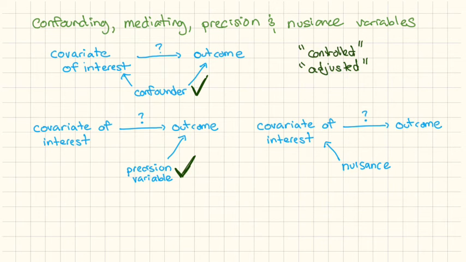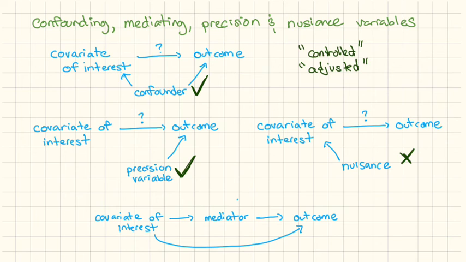A nuisance variable is exactly what it sounds like. It's a nuisance. It's only related to the covariate of interest. It's not telling us anything about the outcome, and it's just getting in the way. It doesn't really hurt, but it is not a great thing to include, and if you include everything, then it is going to hurt your regression. So we don't want to include nuisance variables.